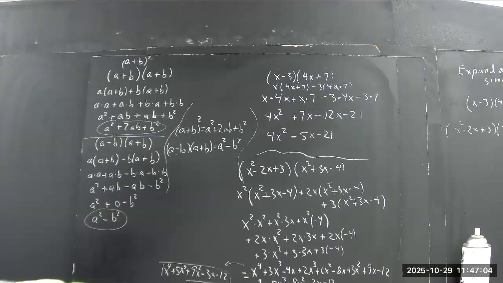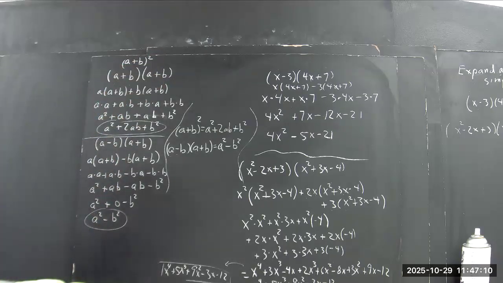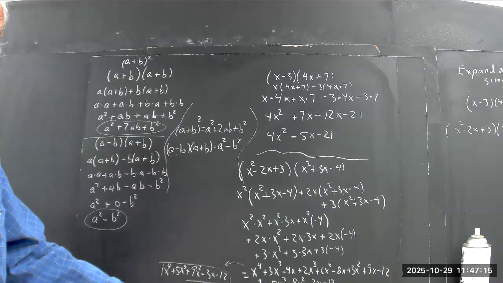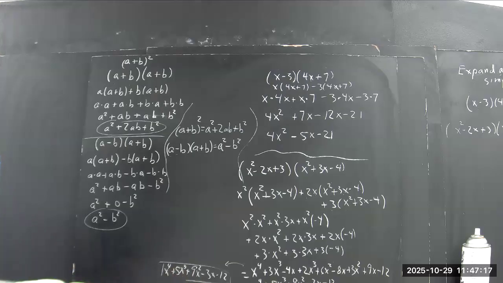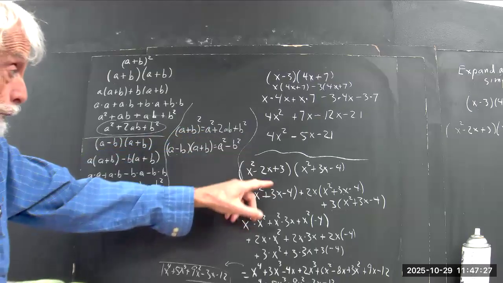Now we also have one for A plus B cubed. But I'm not going to burden you with that. I want you to just understand these two for right now. That'll be good enough. And if you need the A plus B cubed, which doesn't get used all that much, you can figure it out then, because all you've got to do is multiply this by another A plus B. It's no harder than what you did here.